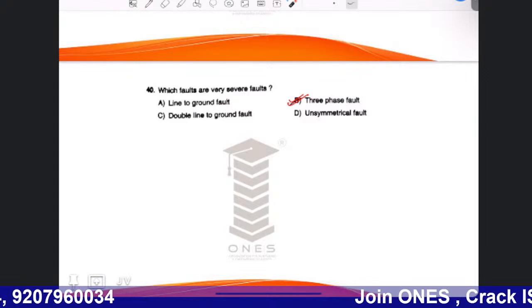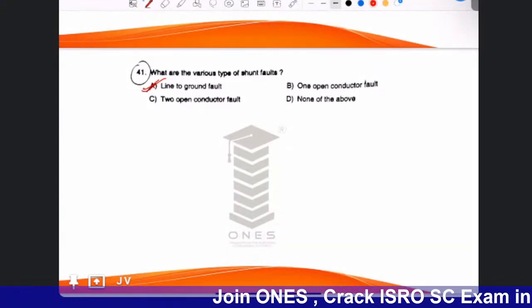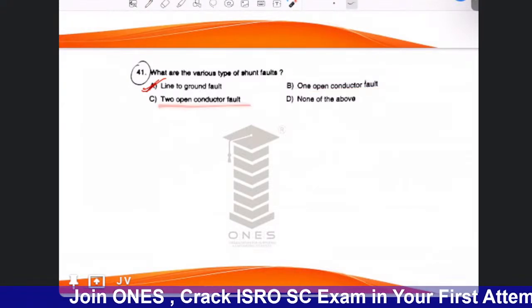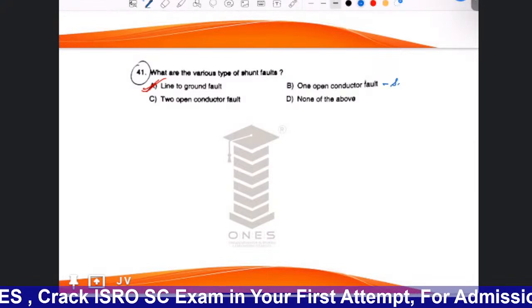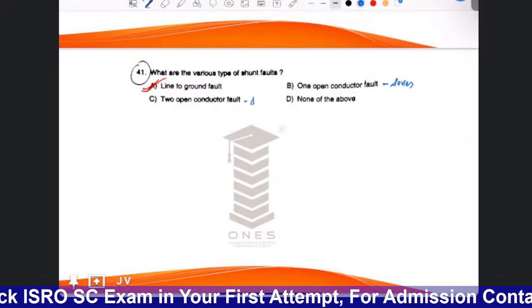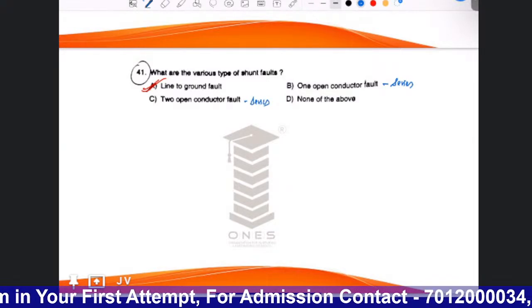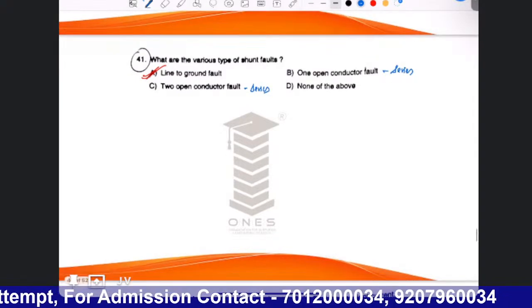41. What are the various types of shunt fault? Shunt faults are the line to ground fault and so on. One open conductor fault and two open conductor fault, these all are series faults. Short circuit faults, they all are shunt faults.